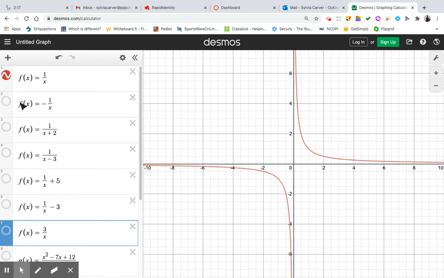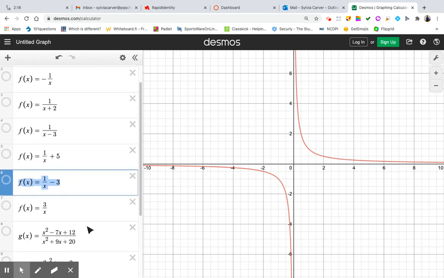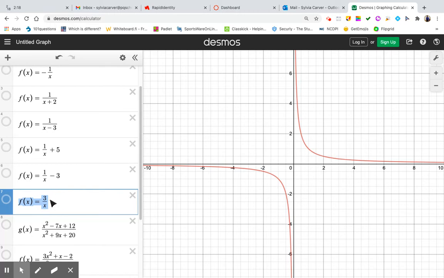So if I go through that again for you, this first one here is a reflection over the x-axis if you add a negative. Next, moves left 2 spaces in the denominator. Next one moves right 3 spaces in the denominator. If you have a number on the outside, it moves up 5 spaces. This one here moved down 3 spaces. And this one here is a vertical stretch by a factor of 3.